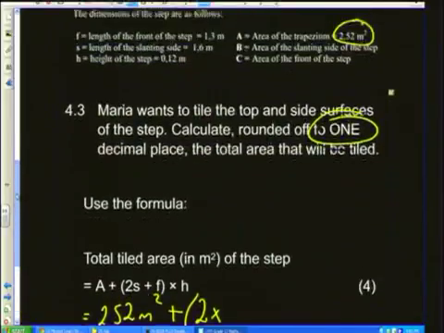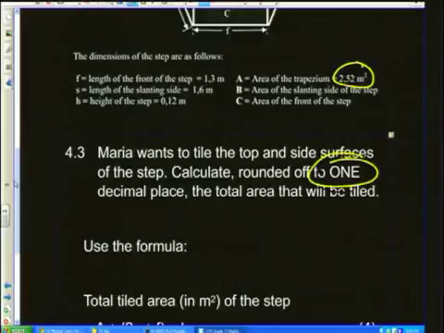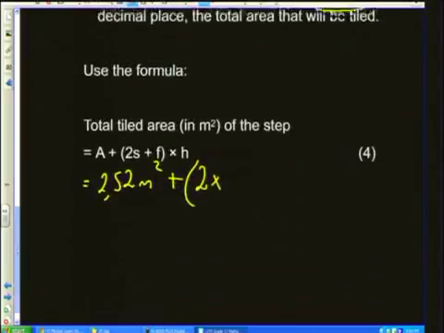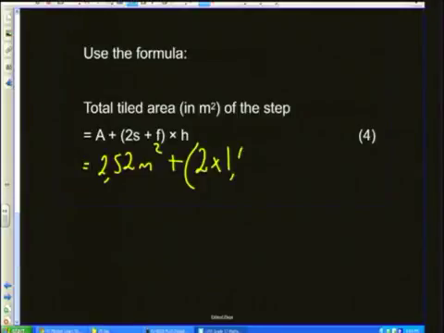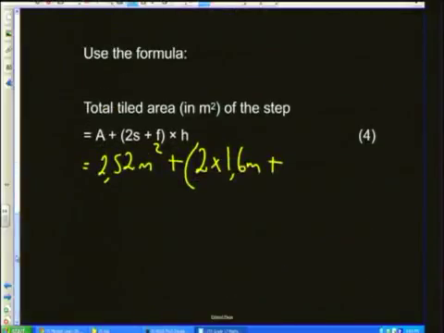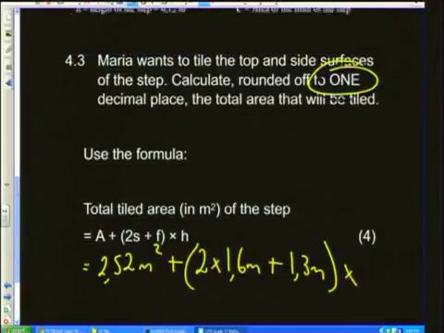What was S? S was the length of the slanting side, which was 1,6 meters, times 1,6 meters plus F. What was F? F was the length of the front of the step, which was 1,3 meters. So plus 1,3 meters. Close bracket, multiply that now by my height. And what was the height again?